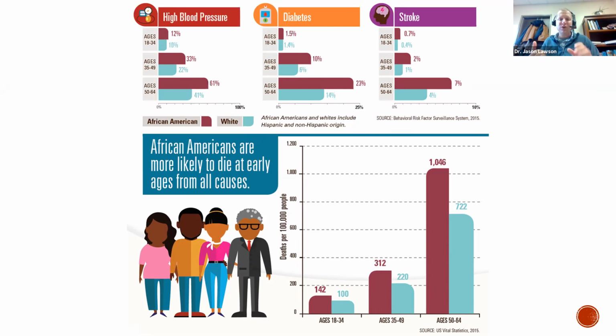And so we see differences with high blood pressure, differences with diabetes, differences with stroke. So there is health inequity there. There is some type of health disparity that is occurring here. And this is just one example depicted from race. And this was received off the Center of Disease Control.